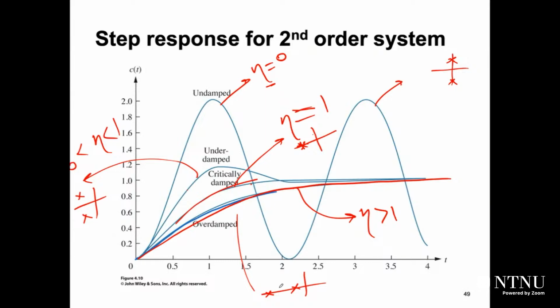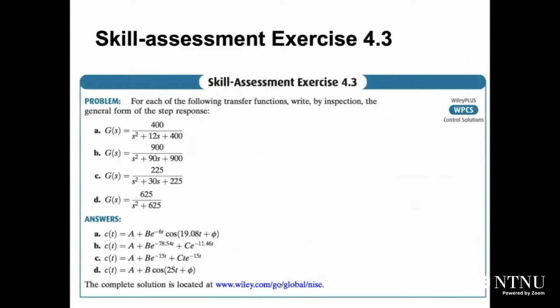So maybe it could also be a question, for example, something like this. I can give you a characteristic polynomial, and I can ask you to draw the response without calculation. Now we have an example here. For each of the following transfer functions, write by inspection the general form of the step response. By inspection, which means we don't want to solve it in detail.